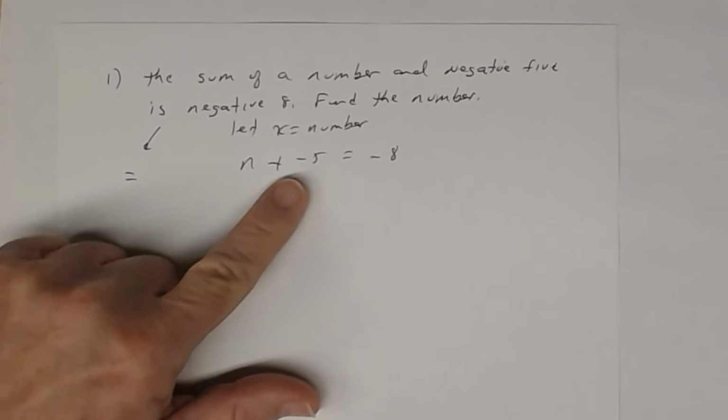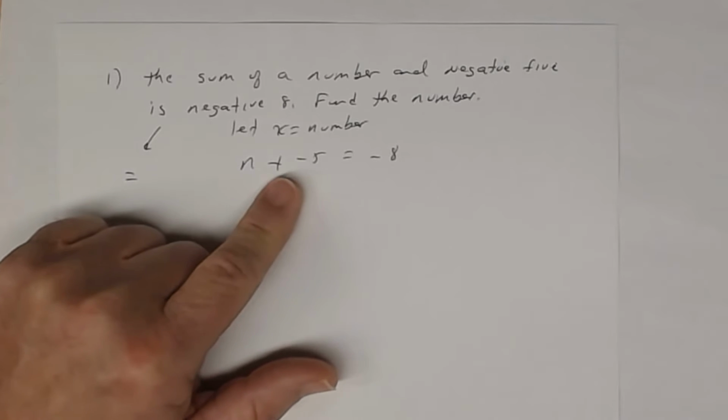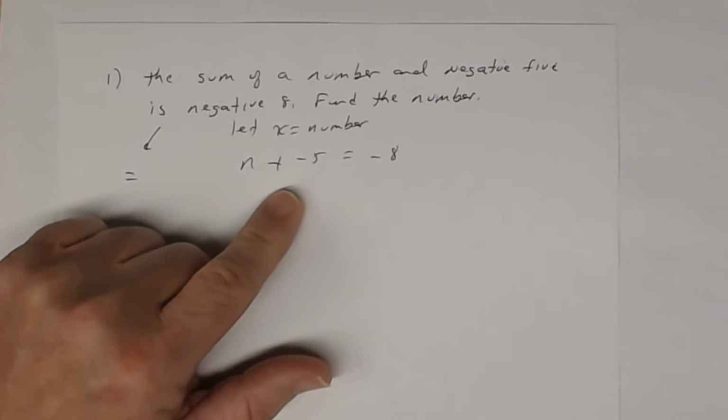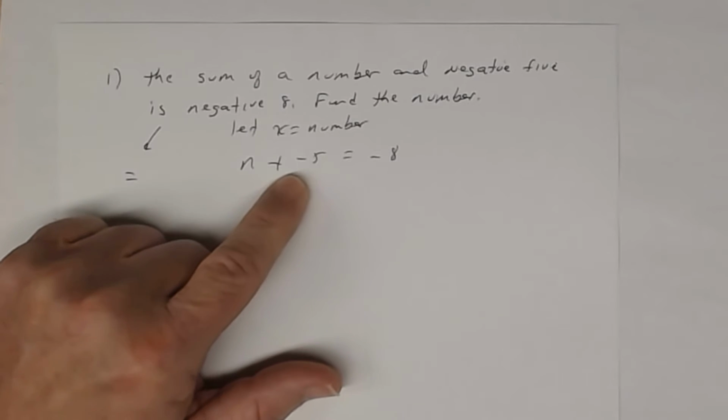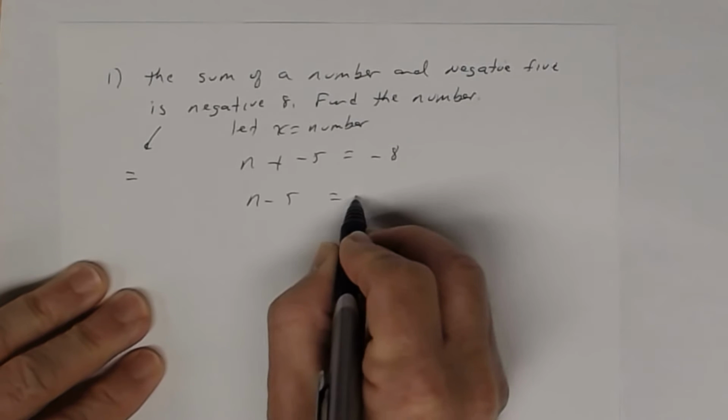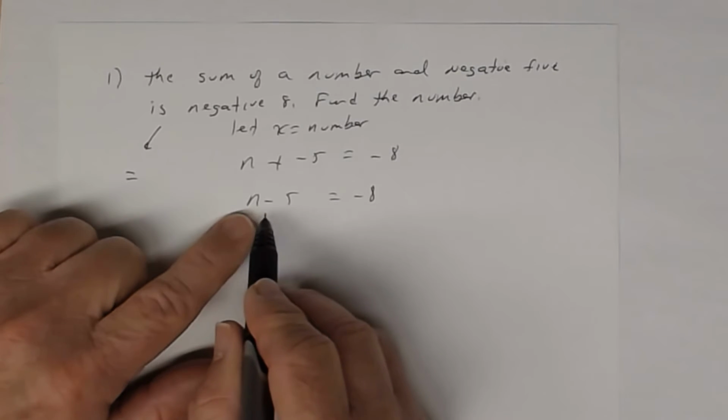The way it's written here sometimes confuses students, so you have to remember that n plus a negative 5 means the same thing as n subtract 5. Okay? And now let's go ahead and solve for n.